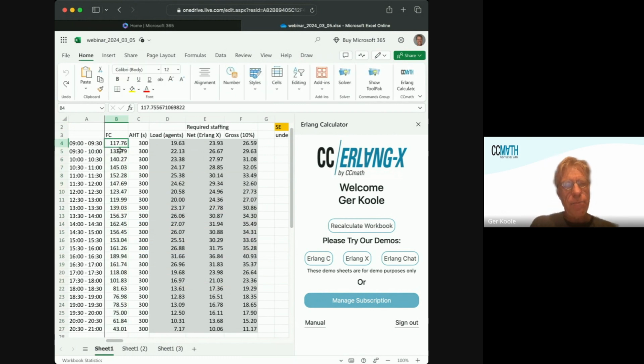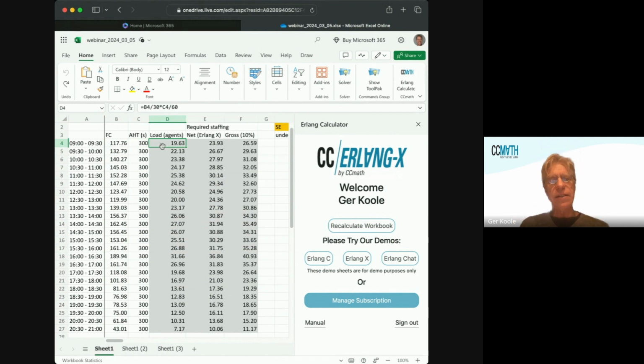And here, per half hour, is the number of calls that is forecasted. We have a constant average handling time of 5 minutes, 300 seconds. And now here in gray are a number of calculations to come to the required staffing. This is just a reference, also to see if our numbers make sense.